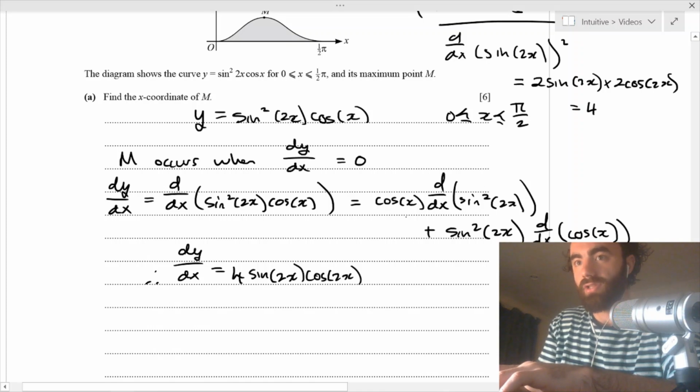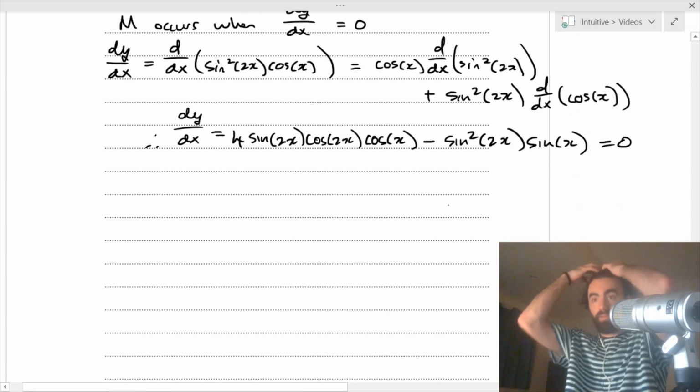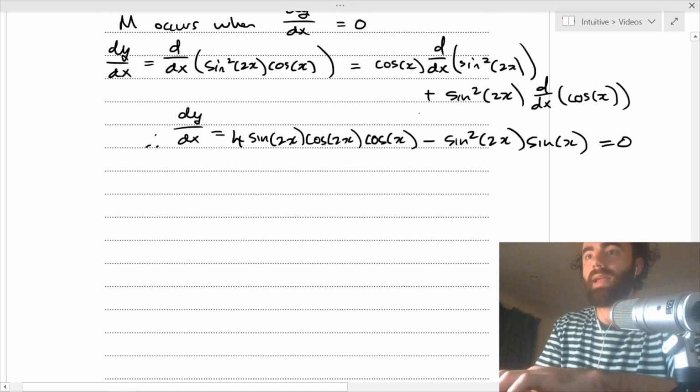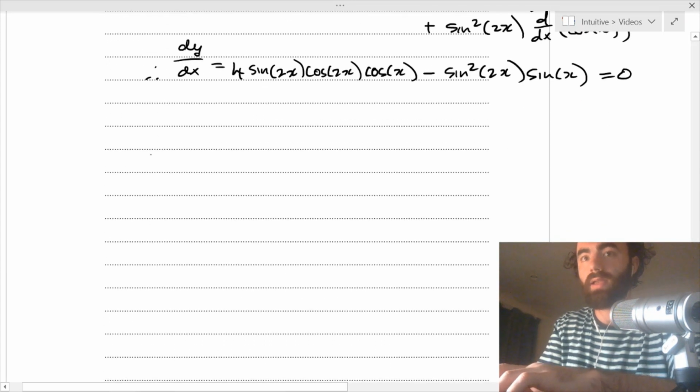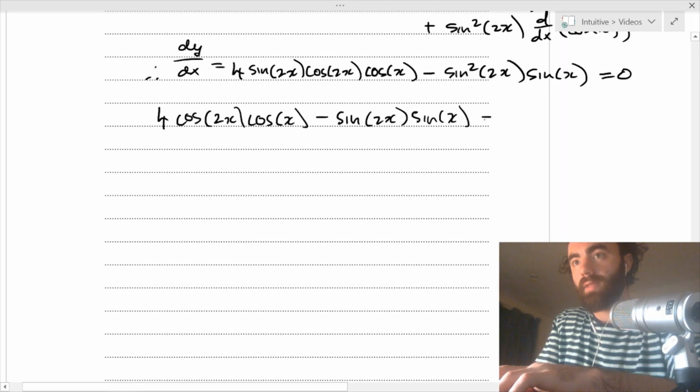So that's that differentiated times cos of x, plus sine squared of 2x times this differentiated, which goes to minus sine of x. And when that equals 0, now we need to solve this. Immediately we can cancel a sine of 2x, so we get 4 cos of 2x cos of x minus sine of 2x sine of x equals 0.